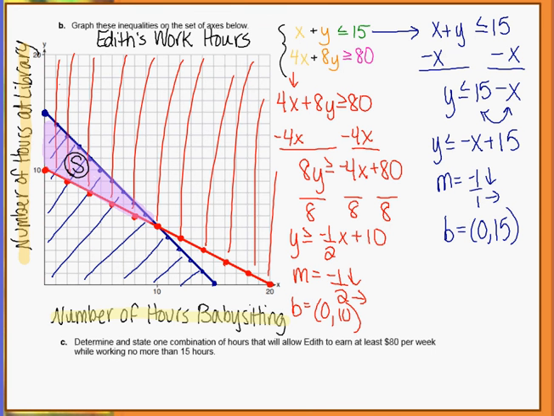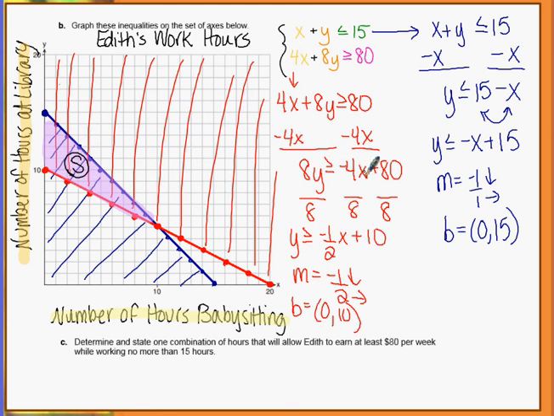Now let's look at our graph. If yours does not look like mine, take the time to pause, erase, and modify any mistakes you had. You can see that I rewrote this one in terms of y, and it says that if we start out at 15 hours, if she works all 15 hours babysitting and no hours at the library, we would go down one over one, down one over one to reach, sorry, no hours babysitting and 15 hours at the library. And it's anything under there, any combination that adds up to be less than or equal to 15 hours.